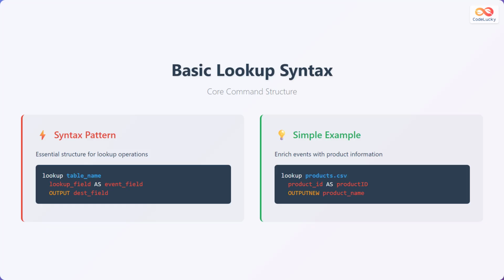Finally, the OUTPUT or OUTPUTNEW clause specifies which fields from the lookup table should be added to your search results. For example, if you want to enrich events with product information, you would use lookup products.csv, specify product_ID as product_ID, and use OUTPUTNEW to add the product_name field to your results.